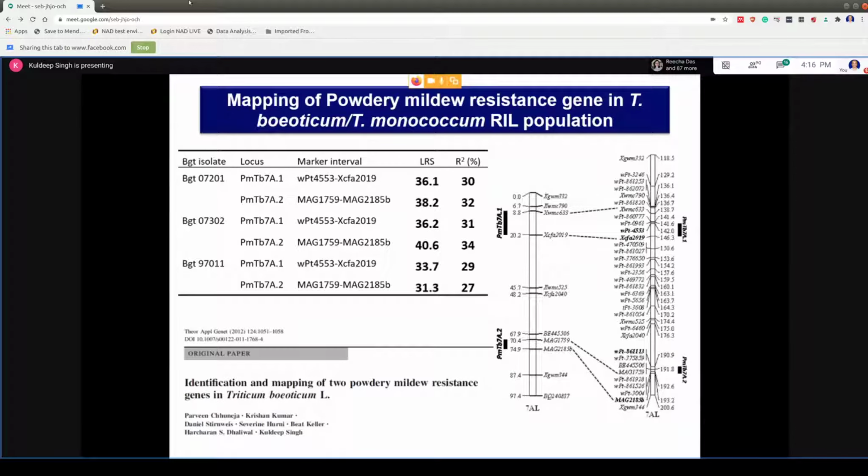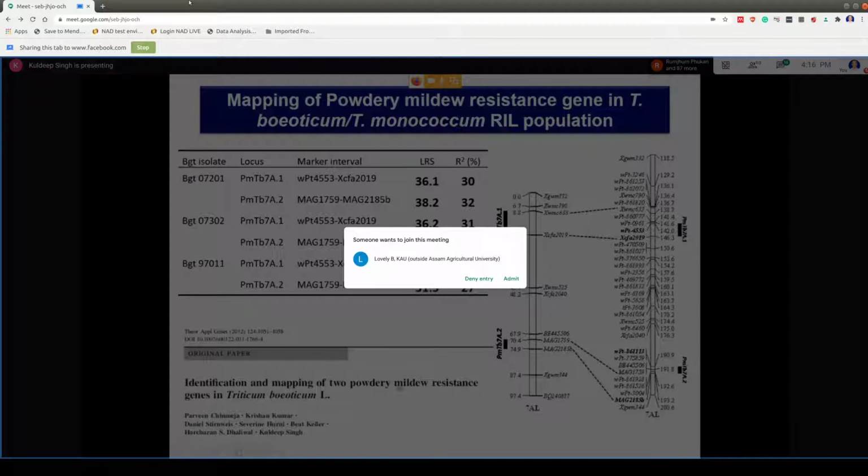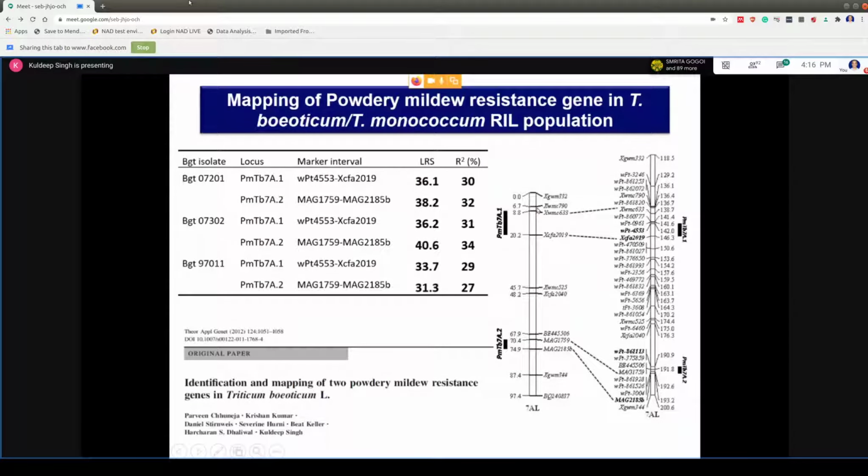Another example, I will take only one example from wheat. How genomics can really help you in identifying the sources. See, this is again a wild species, Triticum monococcum, which is an A genome species of wheat, a diploid species. It has a high level of resistance to powdery mildew. And when we did the analysis, we found two QTLs, two genes actually, mapping on the same arm of the chromosome.